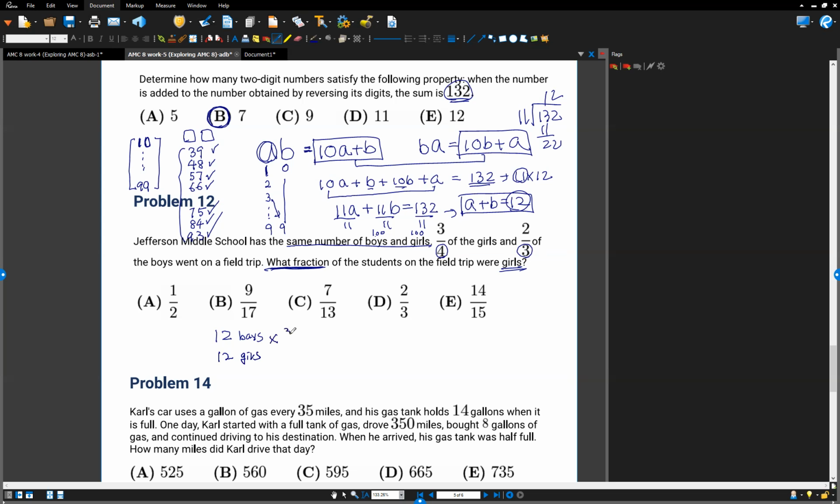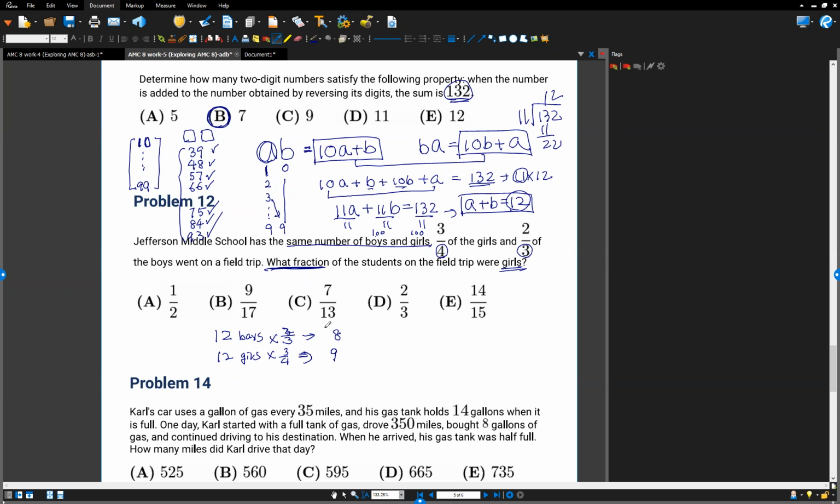But over here, 3/4 and 2/3 of boys and girls. 2/3 of the boys go on the field trip. 12 times 2/3 is how much? 8, right? 12 times 2 is 24, divided by 3 is 8. Now 12 girls is 3/4 over here. 12 times 3 is 36, divided by 4 is 9, right?